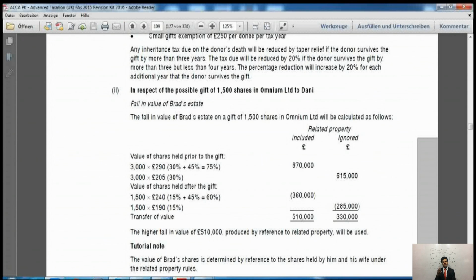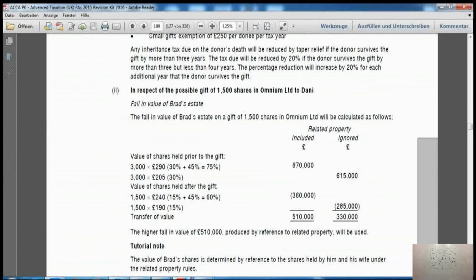So, all four exempt parties: one is spouse, another is political party, national purposes and charity. If you have transferred to any of these, or if they hold shares in the same company in which you hold shares, then we will have to take that into consideration, because they are part of the related property.